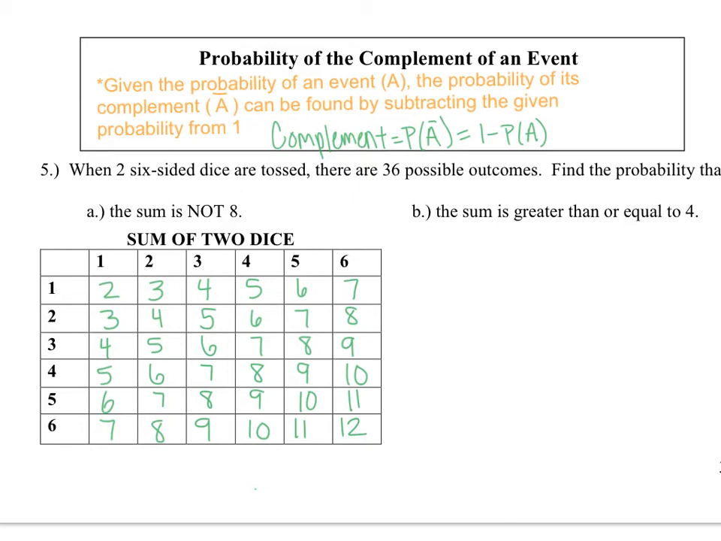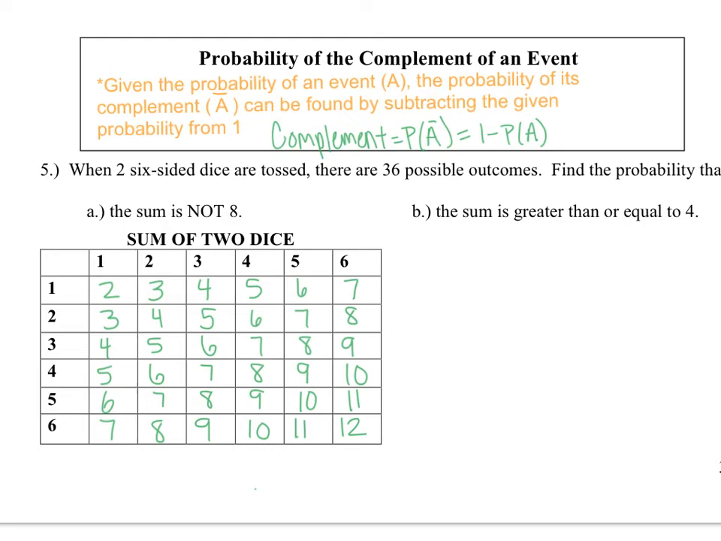So it seems sort of weird that we would do this, but every once in a blue moon, if you're trying to find the probability of something, it may be such a large number that it's easier to actually find the probability that it wouldn't be and then subtract it from 1. So given the probability of an event A, the probability of its complement can be found by subtracting the given probability from 1. So your complement equals 1 minus the probability of your event.